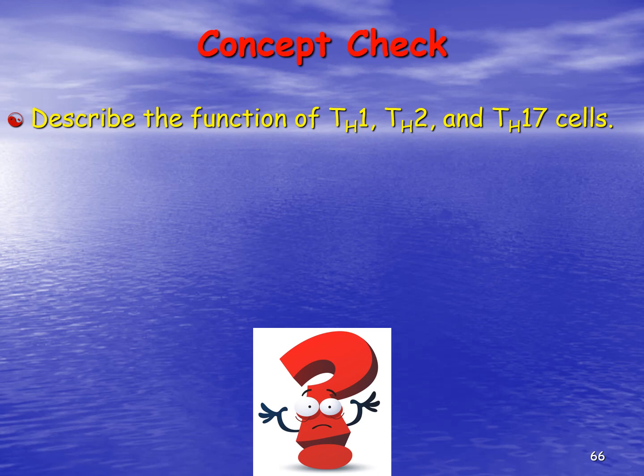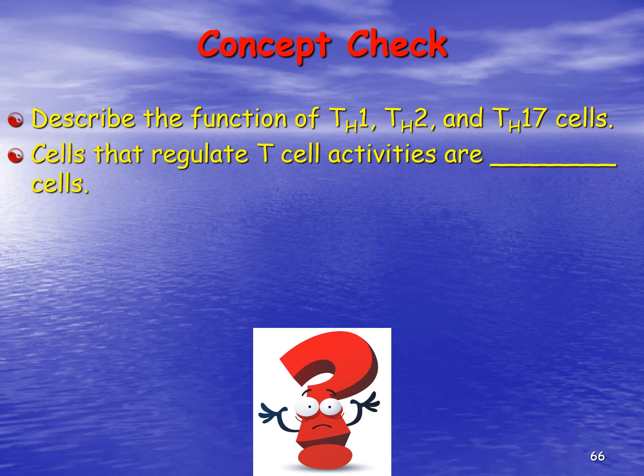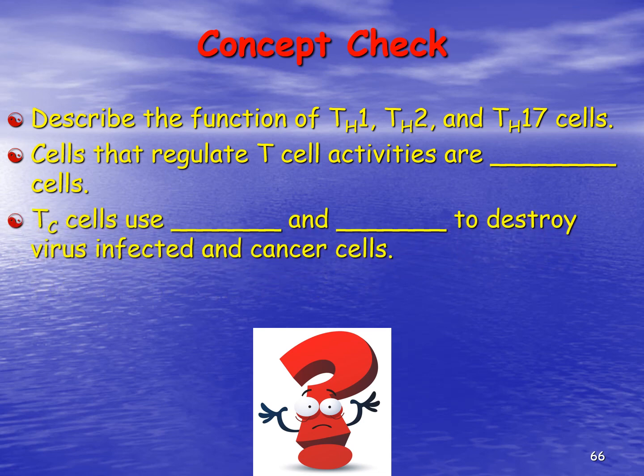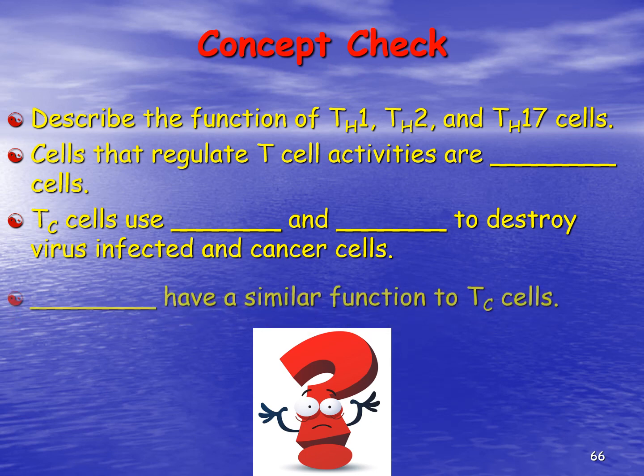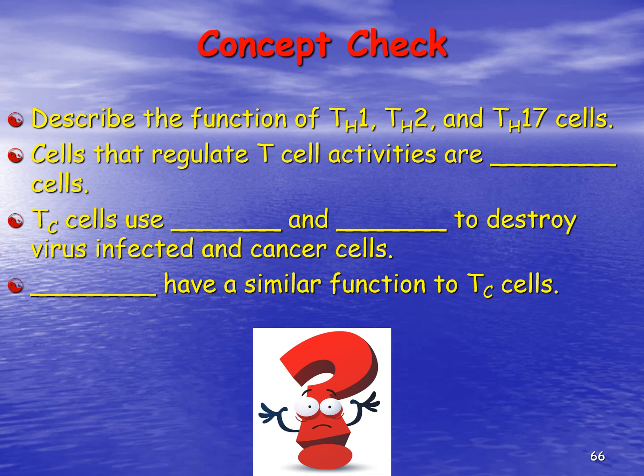So can you describe the functions of the T helpers 1, 2, and 17 cells? Cells that regulate T cell activities are known as what? Cytotoxic T cells use what two chemicals to destroy virally infected cells or cancer cells? And blank have similar functions to cytotoxic T cells.